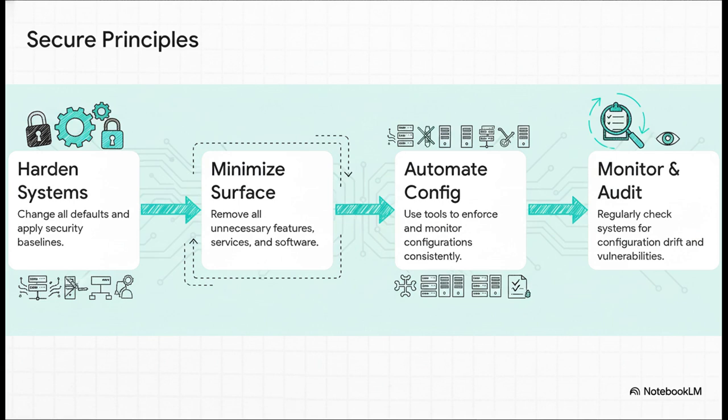Second, minimize your attack surface. If you don't absolutely need a feature, turn it off. Get rid of it. Third, automate your configurations. This is huge because it helps prevent human error and makes your security consistent. And finally, number 4, you have to constantly monitor and audit your systems. You're looking for any changes, any drift from that secure starting point. It's a cycle, right? Not a one-time thing.